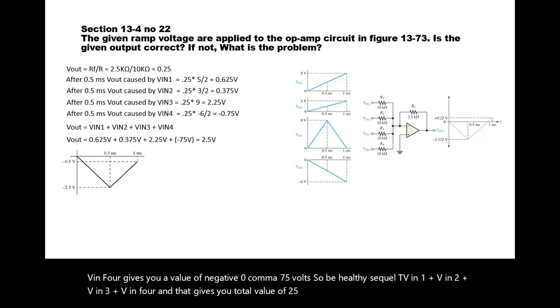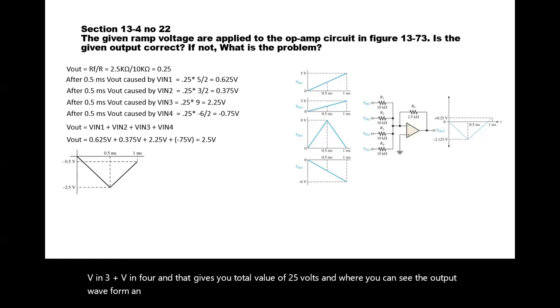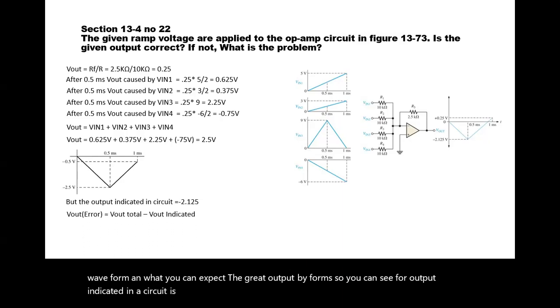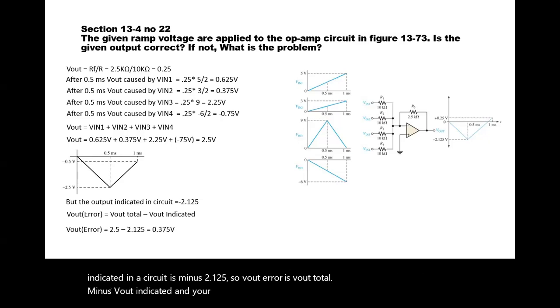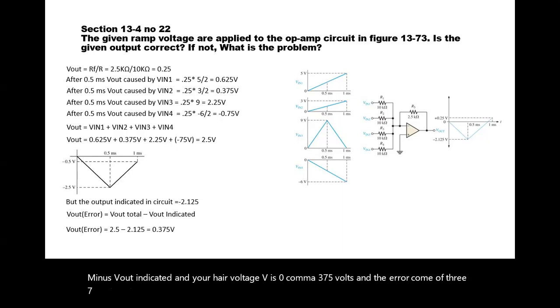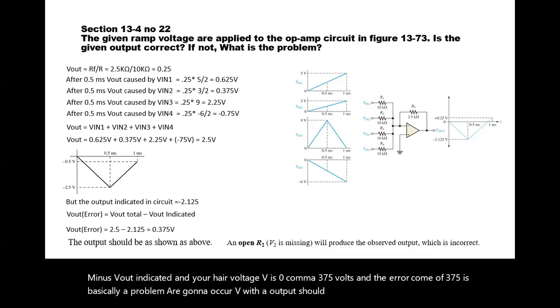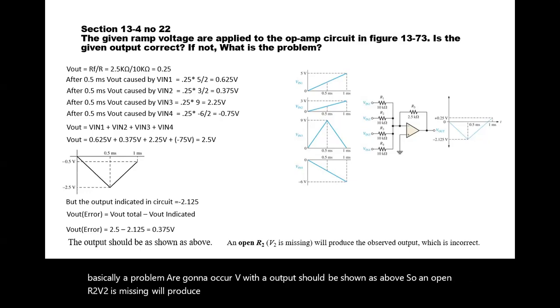And there you can see the output waveform, the correct output waveform that you can expect. So there you can see the output indicated in the circuit is minus 2.125. So V out error is V out total minus V out indicated, and your error voltage there is 0.375 volts. That 0.375 is basically the problem, where the output should be shown as above. So an open R2, where V2 is missing, will produce the observed output, which is incorrect.